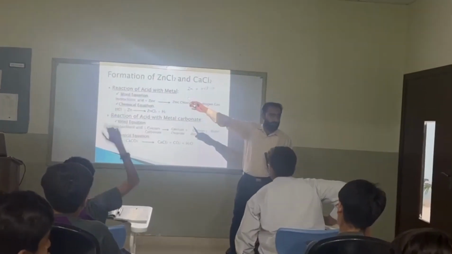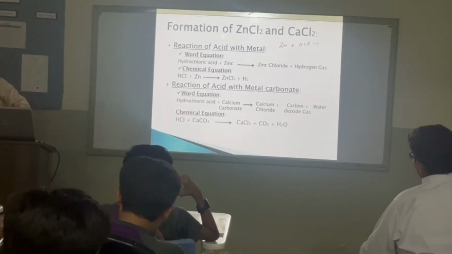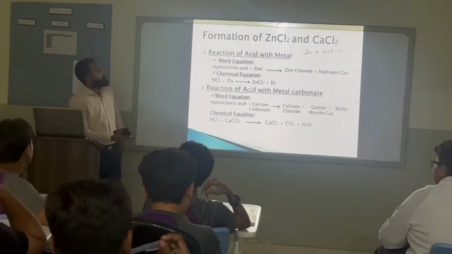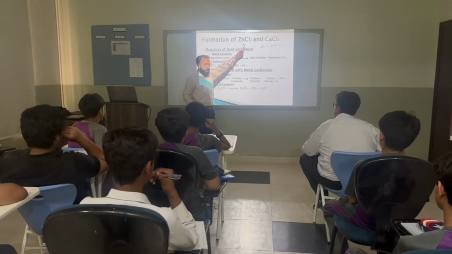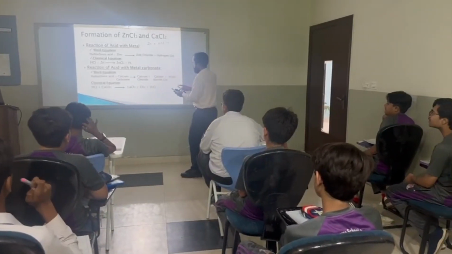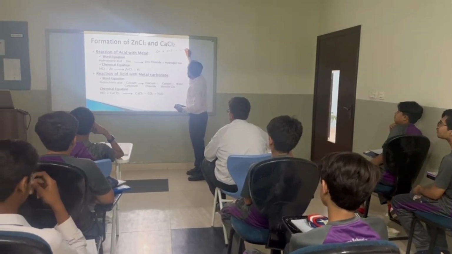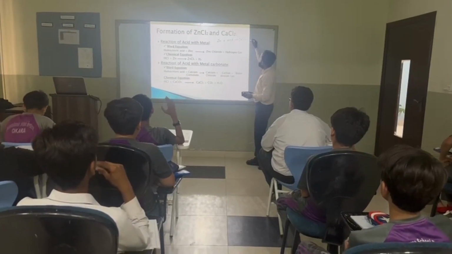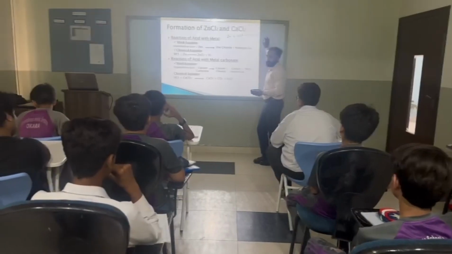Please read the heading. What is written over there? Formation of ZnCl2 and CaCl2. Dear students, this is the formula of zinc chloride. You got it? Yes. Now, zinc chloride is formed, ZnCl2. And what is the next product? Hydrogen gas will be released from this reaction.